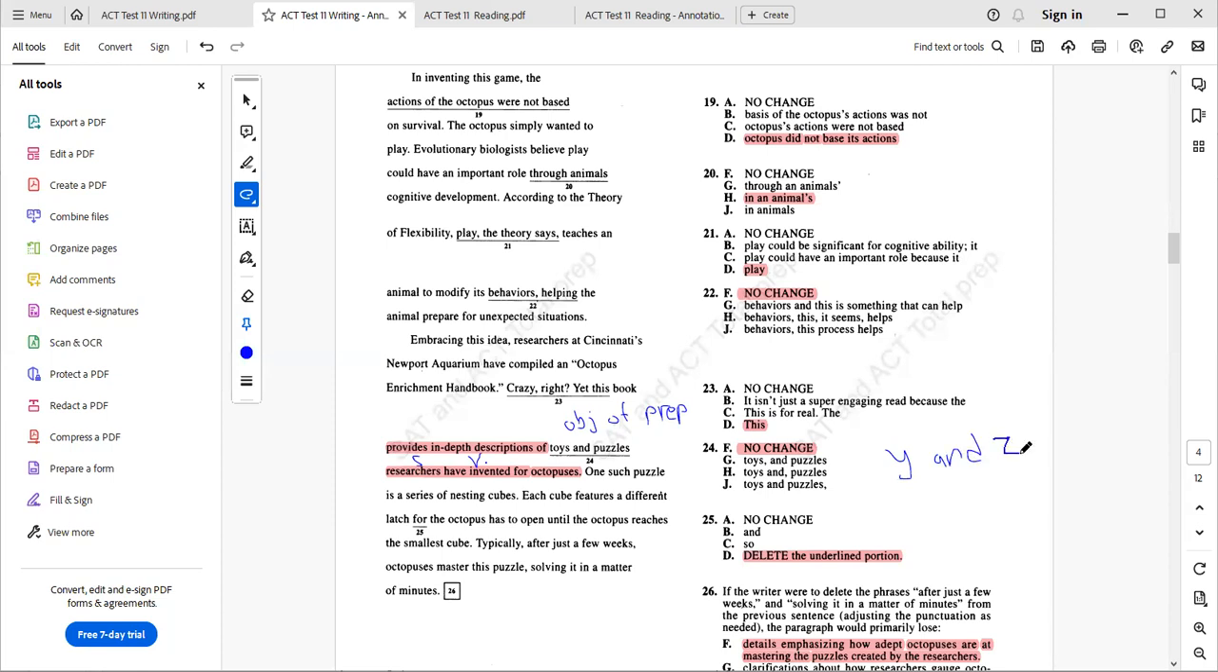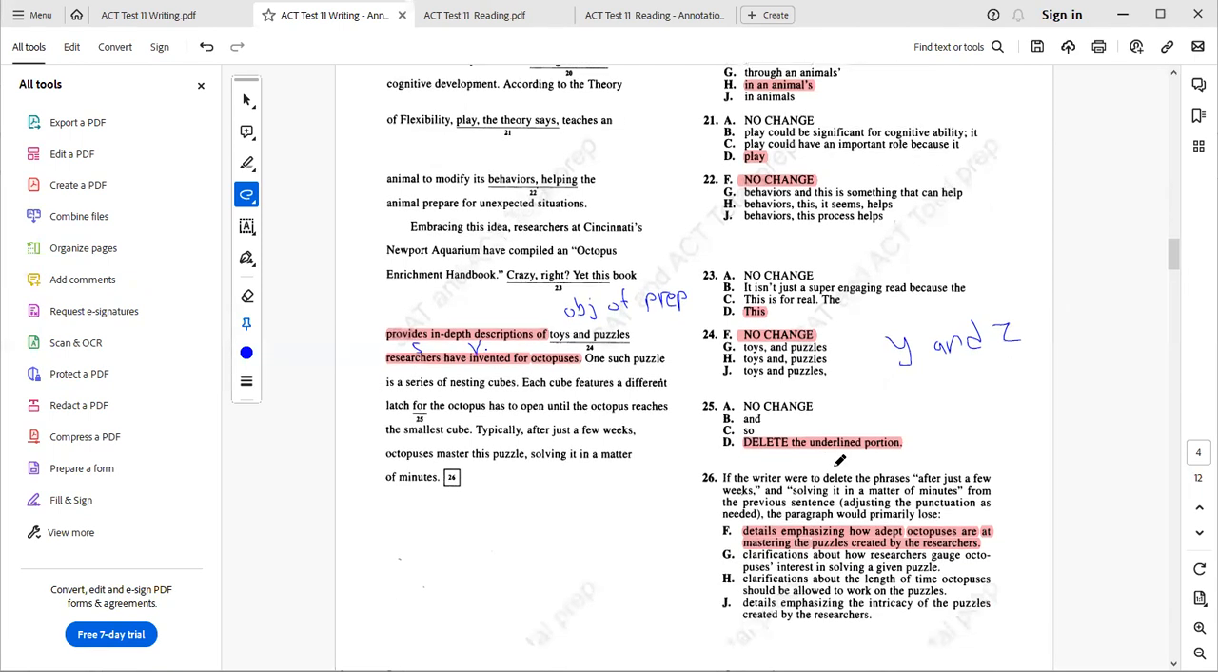So only we have Y and Z. So we don't need commas. So this is wrong, this is wrong, and this is wrong. So the answer is F. Why, Mister? If we put a comma after, it's going to be a run-on sentence, because two sentences come after each other without a comma, it's run-on.